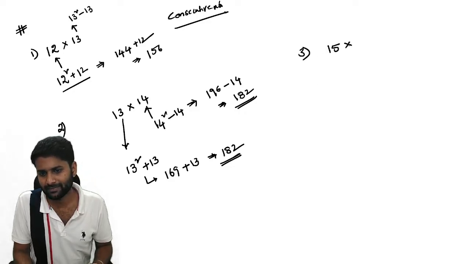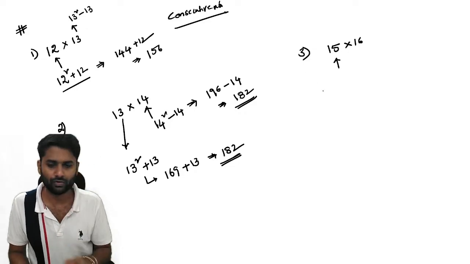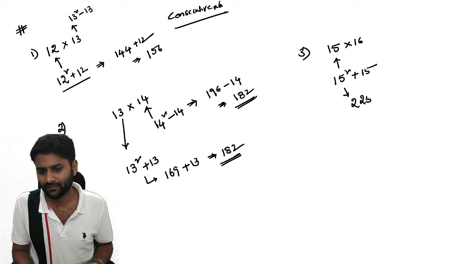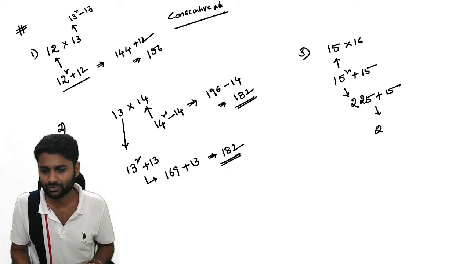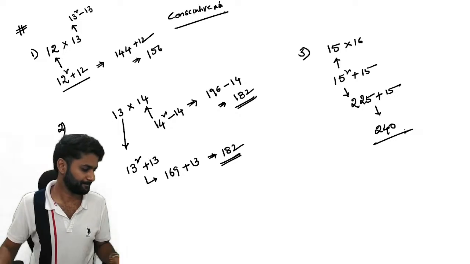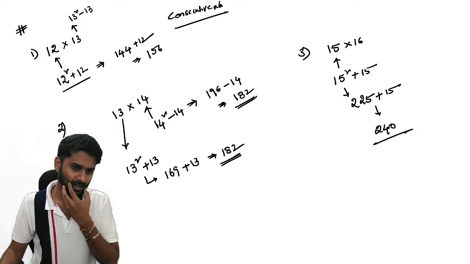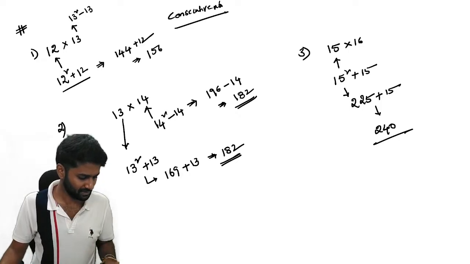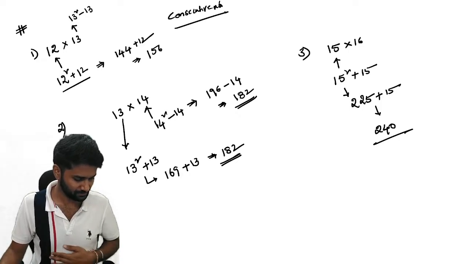Let me take one more example. If 15 is multiplied with 16, if you want to consider the minimum of those two numbers, square that number and add the same number. 15 square is 225 and add 15, then the resultant becomes 240. Is it clear? It's all about consecutive numbers, guys. It's a pure application of consecutive numbers.